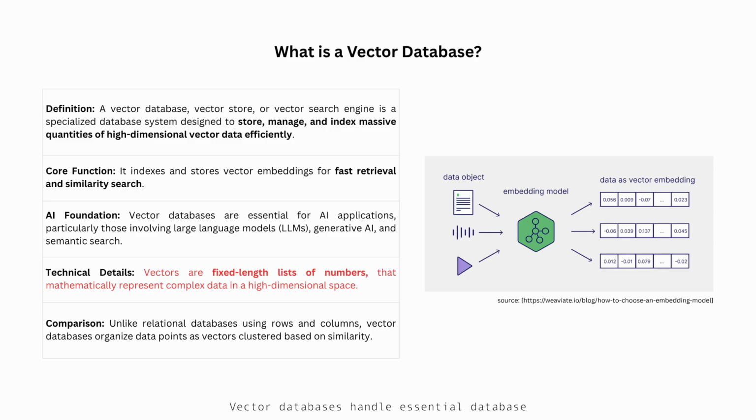Vector databases handle essential database capabilities like data management, CRUD operations, metadata filtering, horizontal scaling, and fault tolerance. However, their specialization lies in their ability to perform similarity searches extremely quickly. Why is this so important? It's because over 80 to 90% of data out there is unstructured, which relational databases cannot easily fit or search conceptually. This specialization makes vector DBs the engine for the current AI revolution.